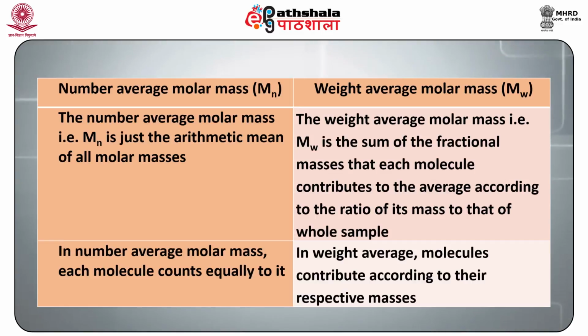Now, we shall compare the Mn and the Mw, that is the number average molar mass and the weight average molar mass. Number average molar mass, i.e. Mn, is just the arithmetic mean of all the molar masses, whereas the weight average molar mass, Mw, is the sum of the fractional masses that each molecule contributes to the average according to the ratio of its mass to that of the whole sample.